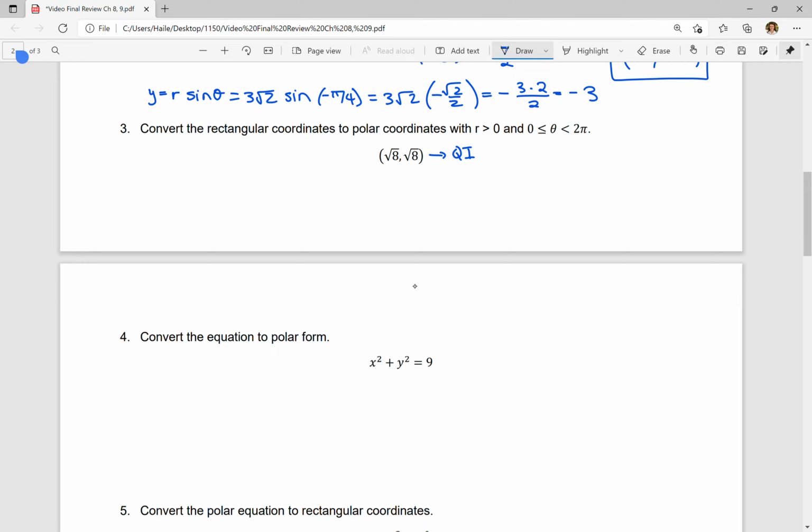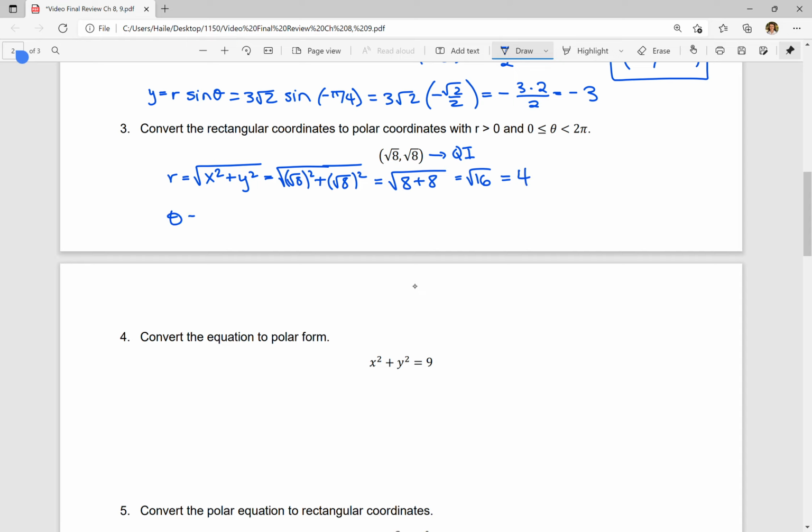So how about we find the radius first? Radius is going to be the square root of x squared plus y squared, which is the square root of the square root of 8 squared plus the square root of 8 squared again, which if we simplify this, we get the square root of 8 plus 8, which is the square root of 16, which is just 4.